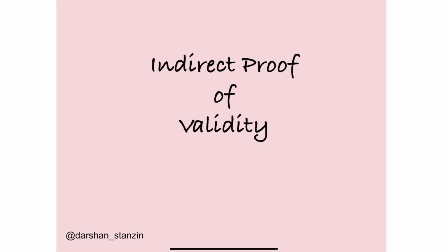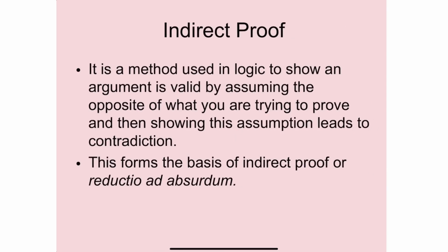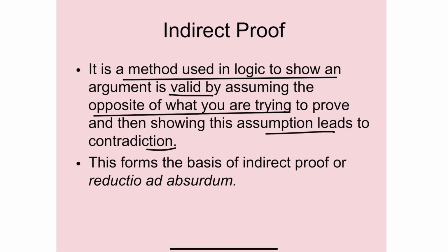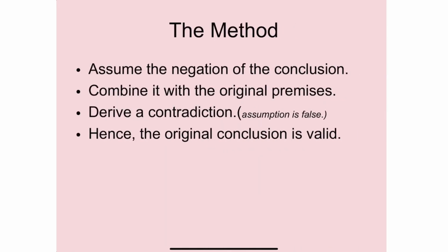Today in this video we are going to discuss indirect proof of validity. So what is indirect proof of validity? It is a method used in logic to show an argument is valid by assuming the opposite of what we are trying to prove and then showing that the assumption leads to a contradiction. So this form or this basis is called the indirect proof of validity, a reductio ad absurdum or proof by contradiction. So what do we basically do in this?